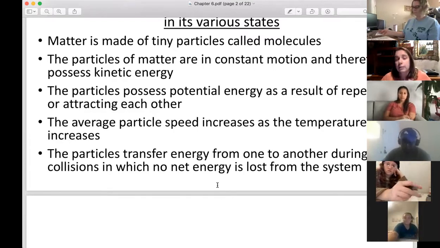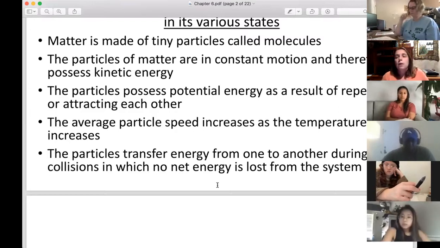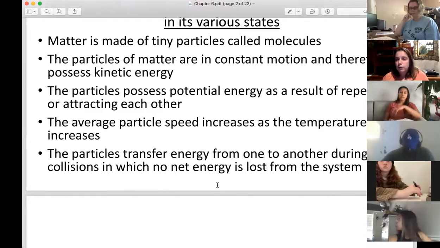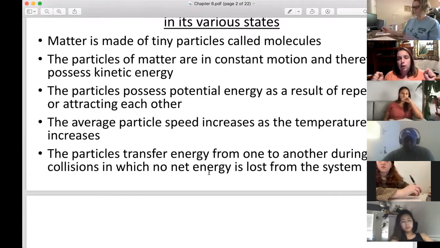They are affected by temperature. If it's really, really hot, they're getting all amped up, and as it gets colder, they start to move slower. So the speed of a gas is affected by the temperature. And for any of you who have taken a physics class, we also see this happen with sound, because sound waves are traveling through matter, which is going to affect it as well. And then particles will transfer energy from one to another during a collision, but no energy is lost.